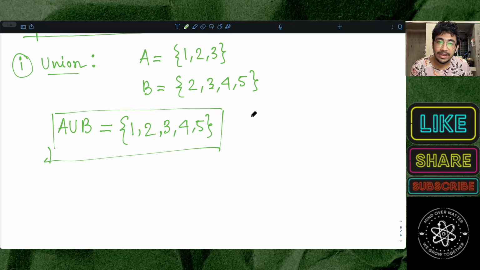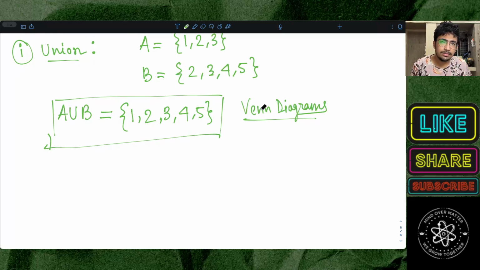And using Venn diagrams, we can make this a bit simpler. What is a Venn diagram? It's just a way to picture the sets. Here we picture the sets with circles. Suppose this is my set A, and every element of set A is present inside this circle. And suppose this is my set B.